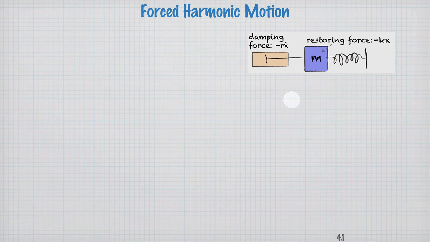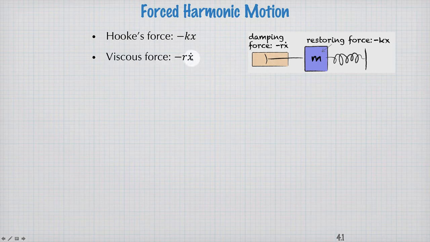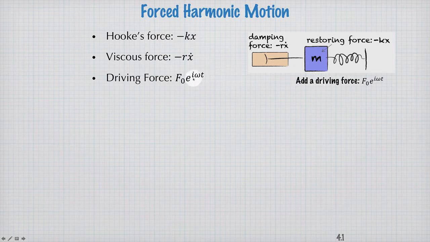Now we'll make things a little more complicated by adding a harmonic driving force to our damped oscillator. As before, we'll start with the restoring force, negative kx, due to a spring and Hooke's law, and a viscous damping force. Here I've drawn a piston pushing through some fluid to give negative r times the velocity. And now we add our driving force, F naught e to the i omega t.